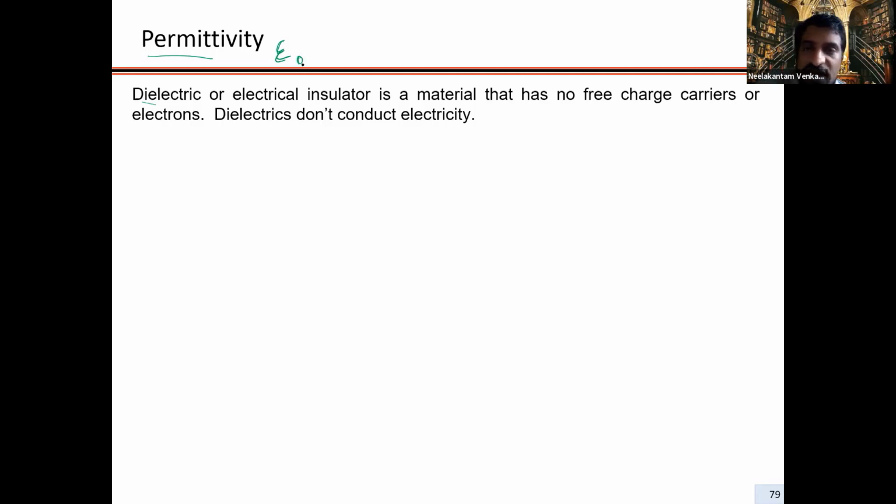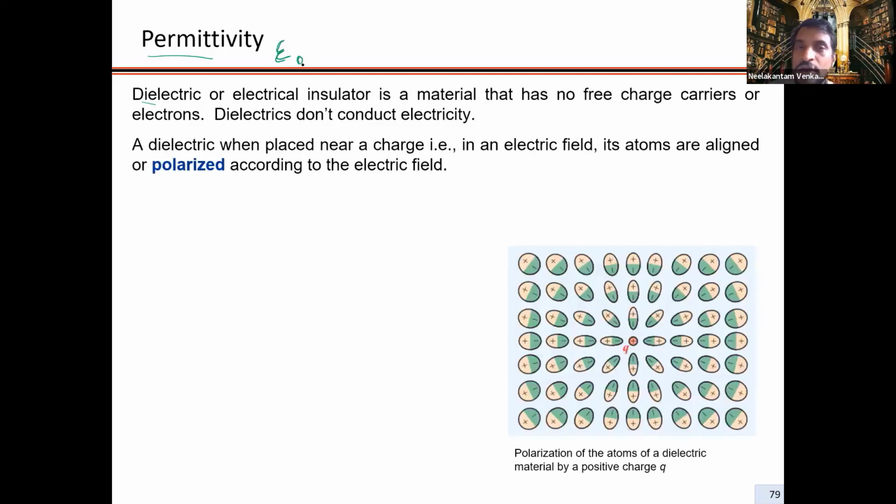So dielectric, you know that charges are not free to move. That means the plus and the minus, they can't be separated. Whereas metals, they are free to move anyway. So what can happen in such a scenario?